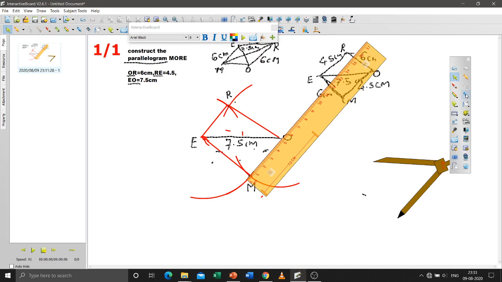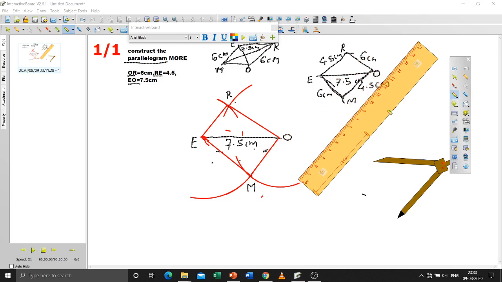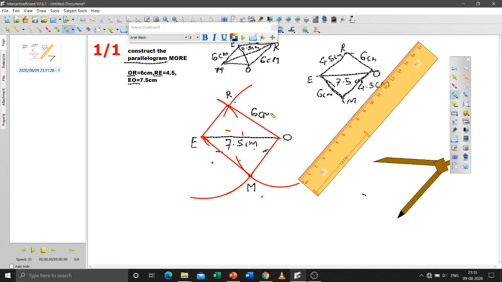Yes, in this way we will adjust our ruler and join points O and M. So this is our required parallelogram. Let us write the measurement of each side. Now what is the measurement of RO? This is 6 centimeter. ER is 4.5 centimeter. EM is 6 centimeter. And MO is 4.5 centimeter.